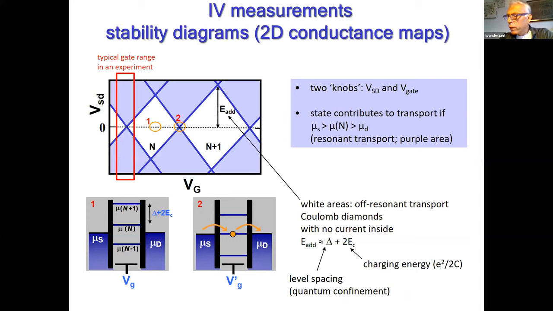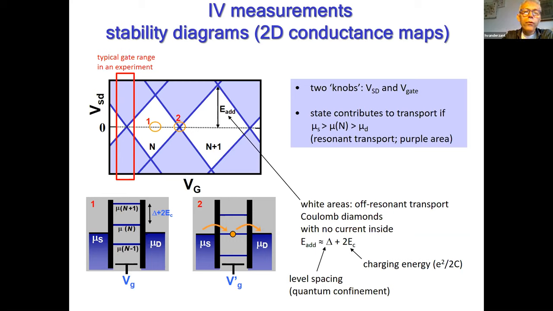I just want to briefly say, because I'm maybe the first, so what do we measure? Well, if we don't consider any thermal measurements at all, what we measure is just the conductance, or the IV characteristics, as a function of source drain and gate voltage. And what you then get are these diamond-like shapes. And these diamond-like shapes tell you that within a diamond, and that is the white region, there is no current. And that is because there is no state of the molecule in the bias window. And then charge is blocked. This is the Coulomb blockade.